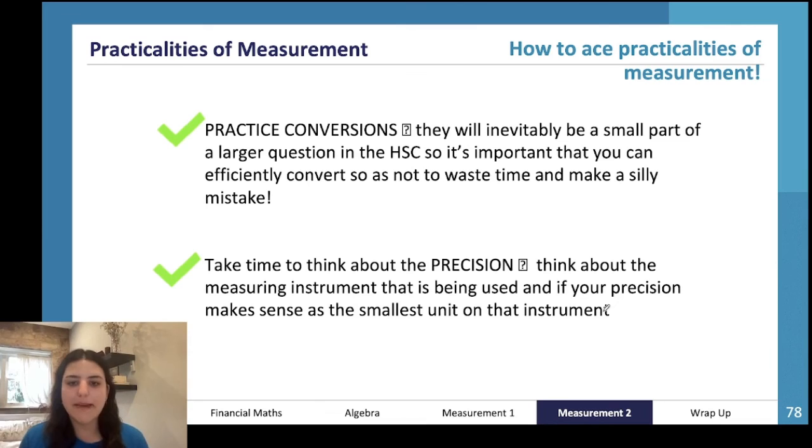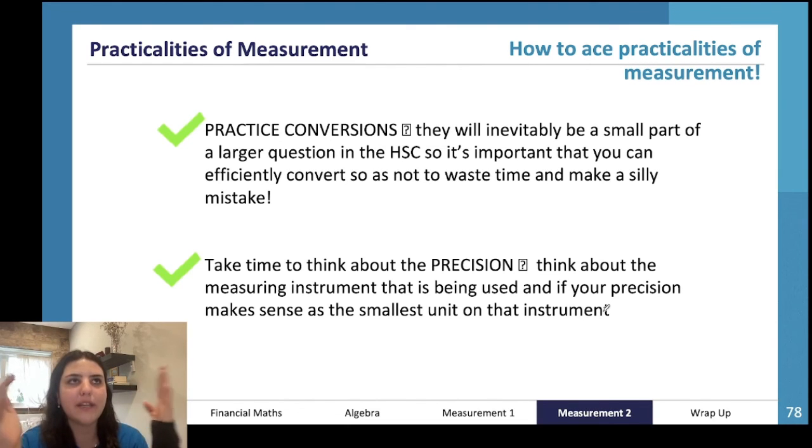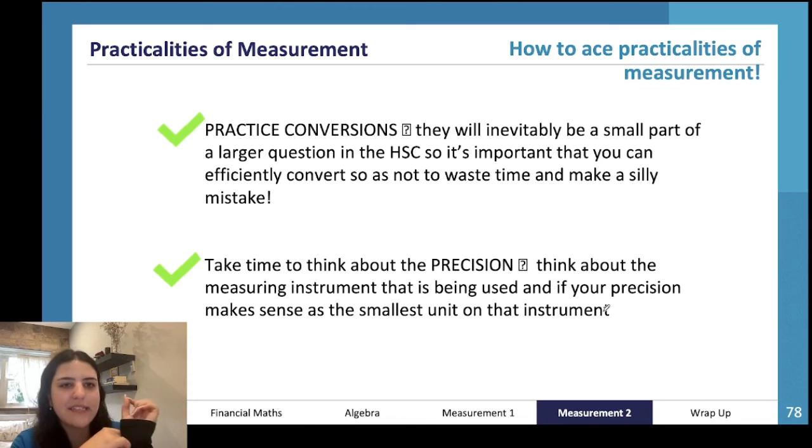And the second tip, make sure to think about the precision and think about the measuring instrument that's being used and if your precision makes sense as the smallest unit. So what I'm really saying there is if you have a ruler and you find the precision is 10 centimeters, does that sound accurate? Does that sound like the closest measurement that your ruler can measure? Or are you actually probably writing down 10 millimeters or 1 millimeter or something like that?